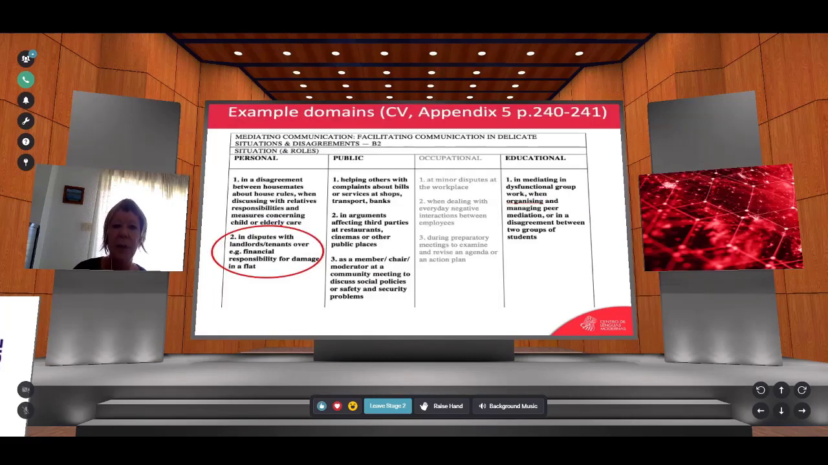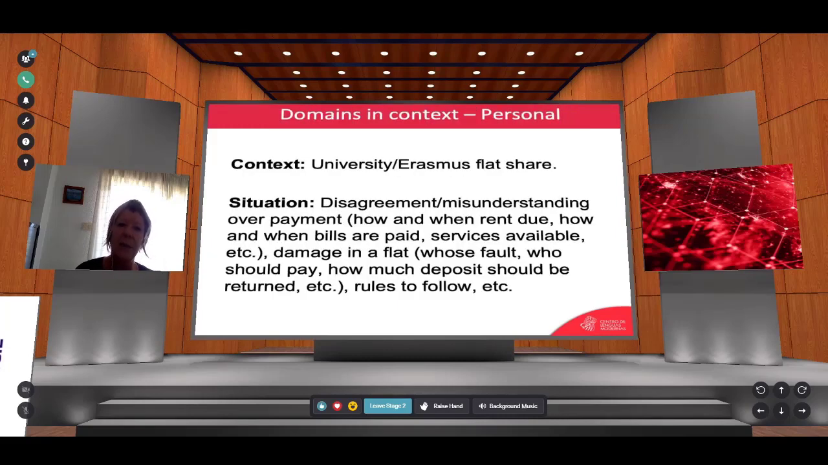So the first model looks to the domain. The CEFR actually gives us examples of domains: personal, public, occupational and educational. And we're given examples here for B2, for facilitating communication in delicate situations. We use example number 2 in the personal domain, disputes with landlords and tenants. We felt this was relevant to our students and our context, and specifically we decided it would be a university Erasmus flat share, and the situation was a disagreement, a misunderstanding over payment.